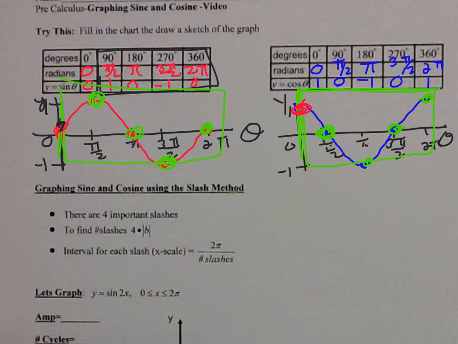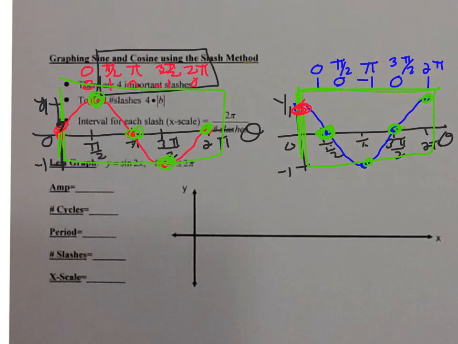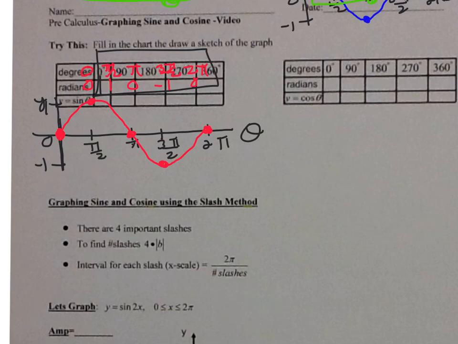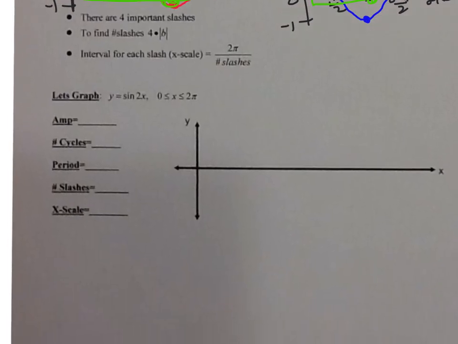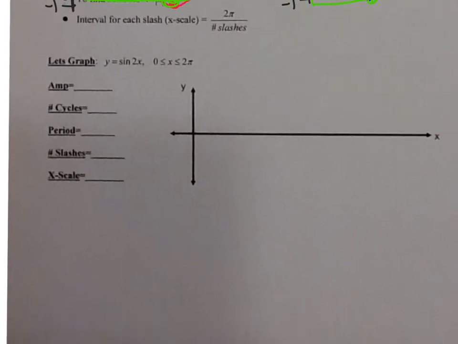And then to find what your scale is going to be, what you're going to label each slash mark, it's 2 pi, the whole interval, divided by the number of slashes. Okay, so let's take a look at, let's graph on the bottom here. All right, so it says, let's graph y is equal to sine 2x, and I'm graphing from 0 to 2 pi. So we first have to find the amplitude.